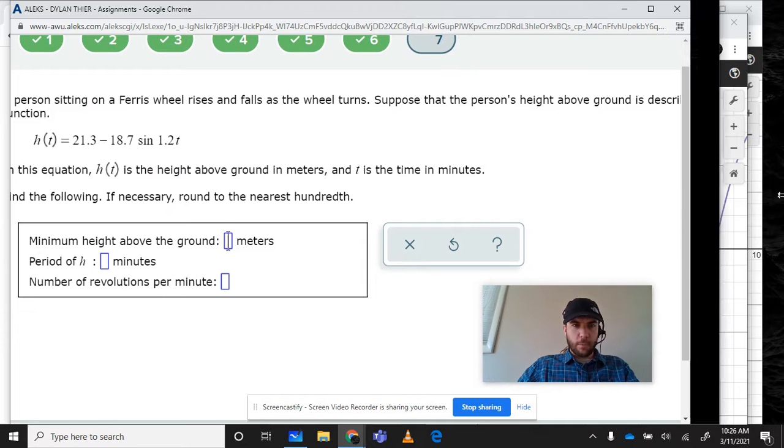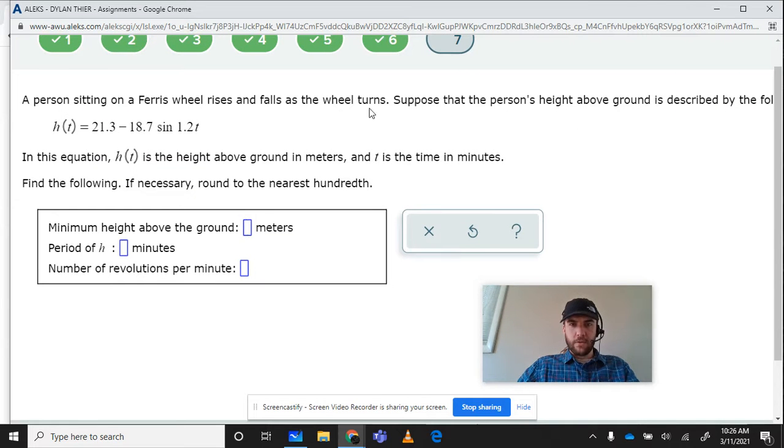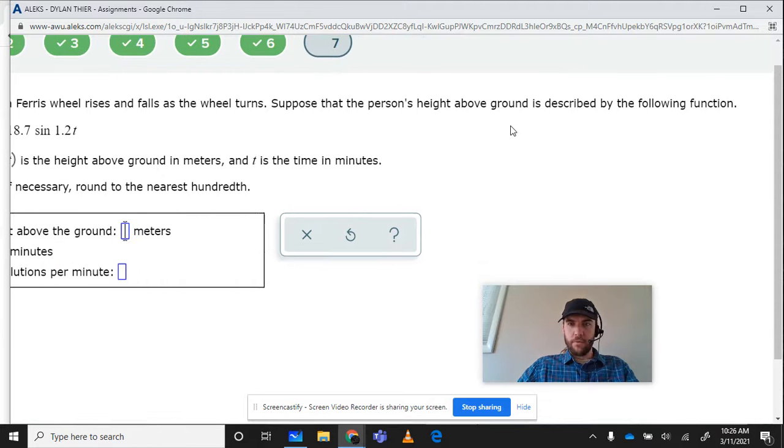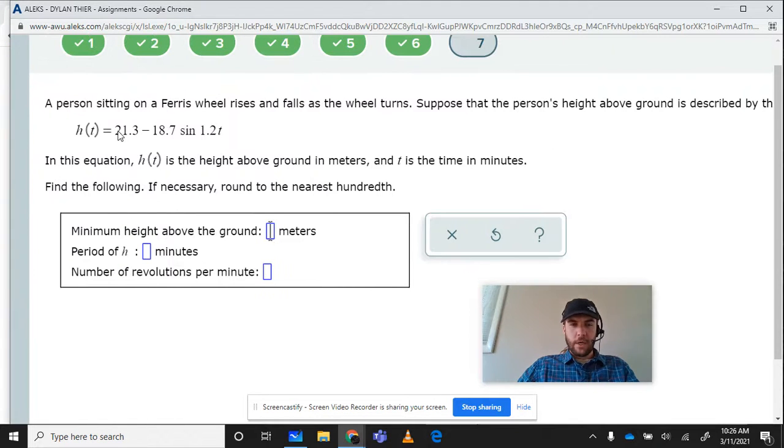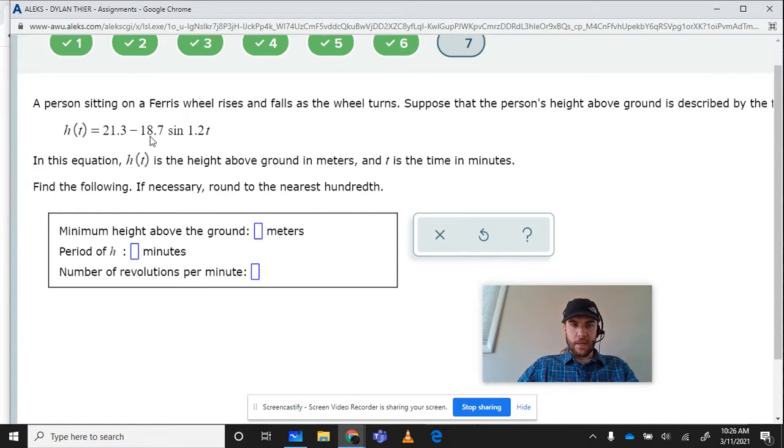Okay, so in this one we've got one that says a person sitting on a Ferris wheel rises and falls as the wheel turns. Suppose that the person's height above ground is described by the following function: 21.3 minus 18.7 sine of 1.2t. In this equation, h of t, the function is the height above the ground in meters, and t is the time in minutes. So we want the minimum height above the ground. Well, we start at 21.3, and at minimum we can go down by 18.7. So the difference between those numbers would be like 2.6, I think.